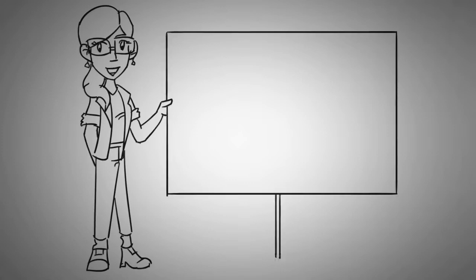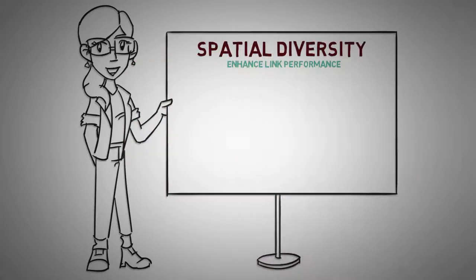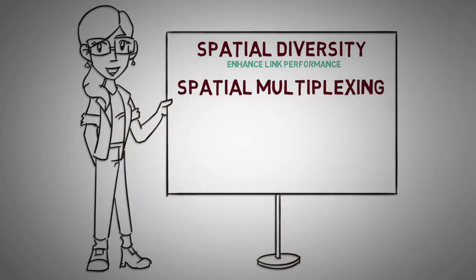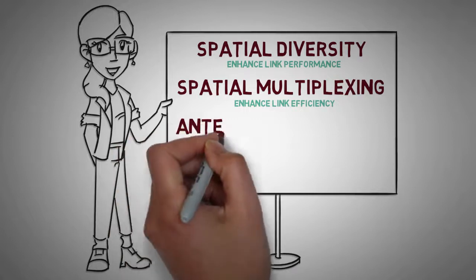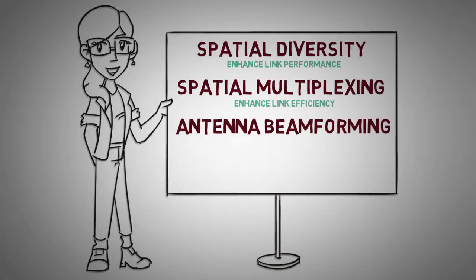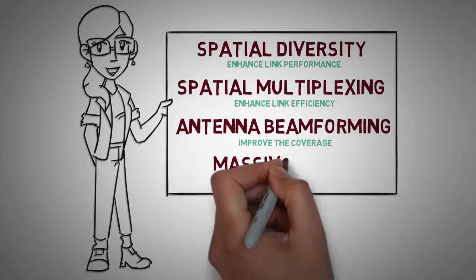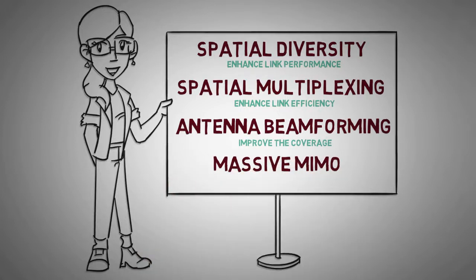Today we will discuss how link performance is enhanced using spatial diversity. We will also discuss how spatial multiplexing is used in MIMO to enhance link efficiency. And finally, we will discuss some futuristic technologies, such as antenna beamforming, which will dynamically serve the user to improve the coverage, and massive MIMO, which has the potential to increase the link capacity by several fold.